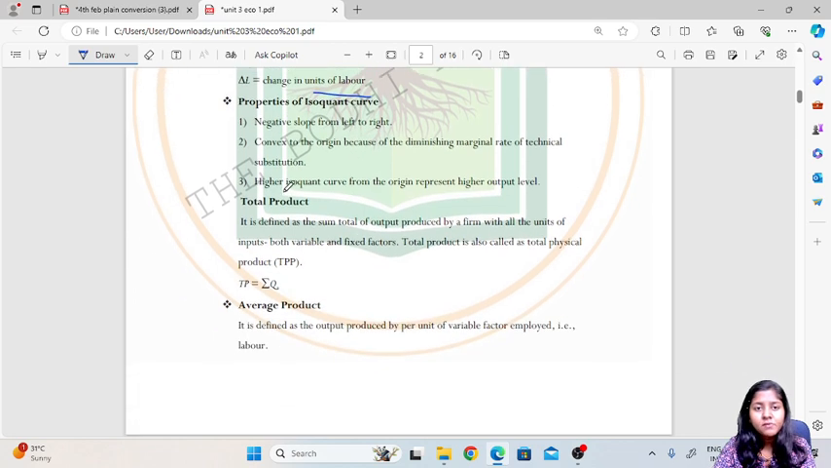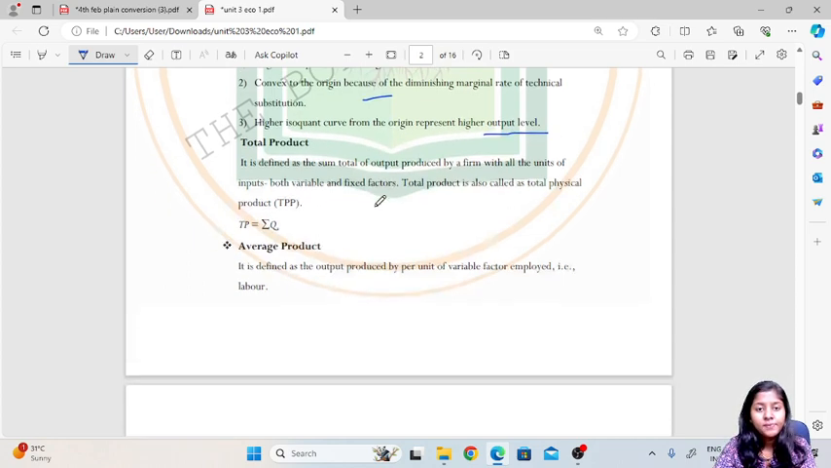Here the properties of the isoquant curve are given. It has a negative slope from left to right, and it is convex to the origin because of the diminishing marginal rate of technical substitution. A higher isoquant curve from the origin represents a higher output level.